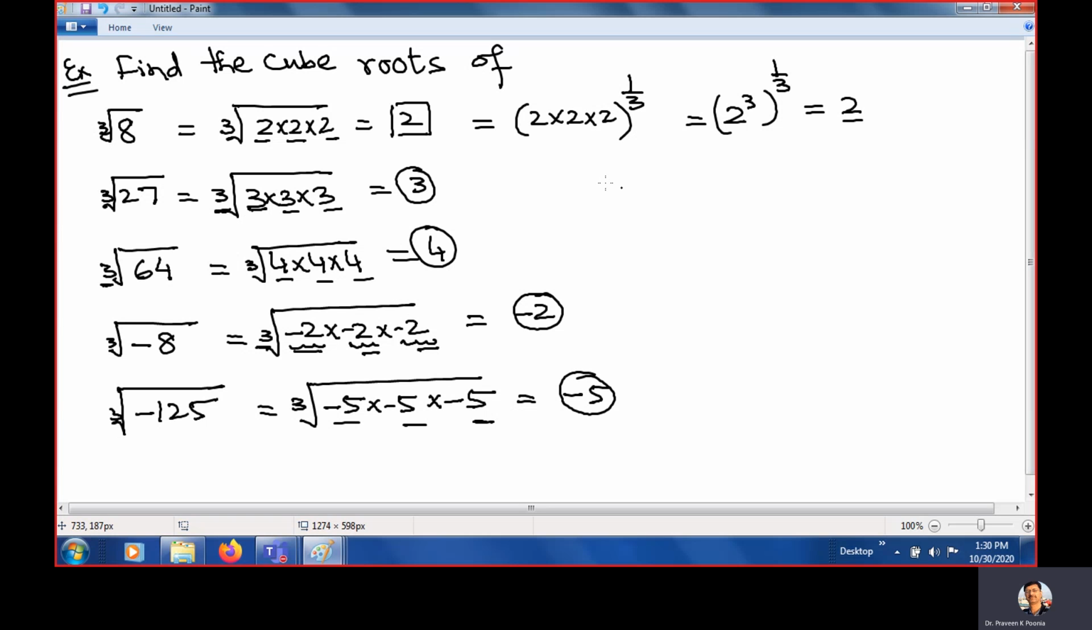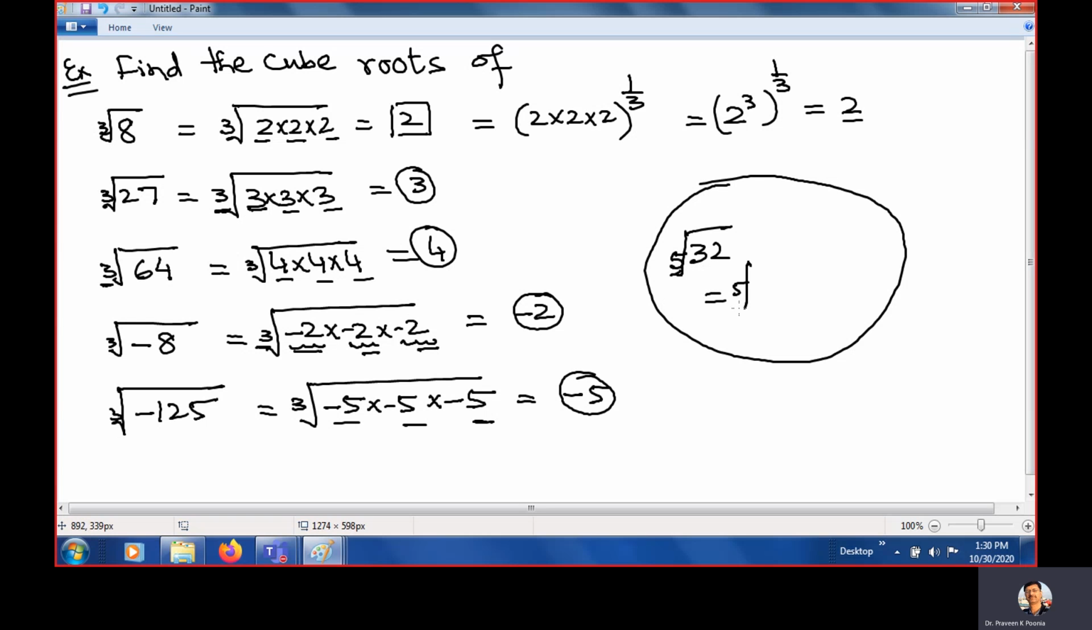Understand? For example, it is not given in your book, but let's write it. Say I want to find the fifth root of 32. Can we find it? Let us try. For the fifth root of 32, we need to break 32 into 5 parts. So how much is it? 2 times 2 times 2 times 2 times 2. Now try to find it. 2 times 2 is 4, 4 times 2 is 8, 8 times 2 is 16, 16 times 2 is 32. Yes.